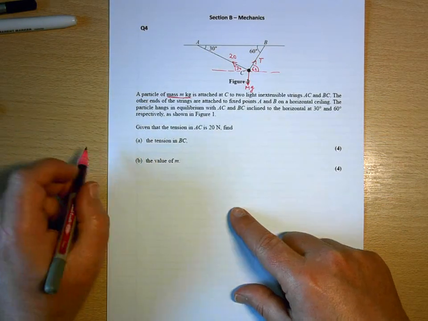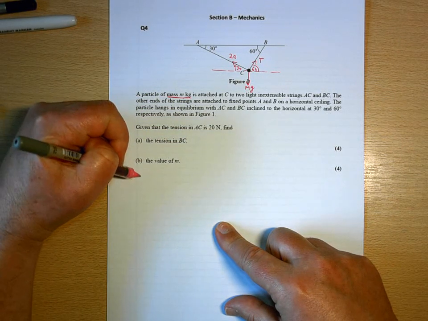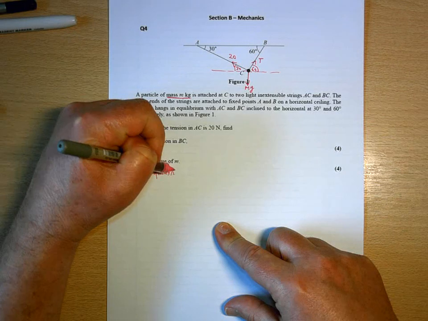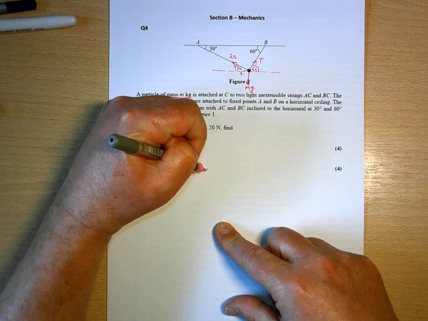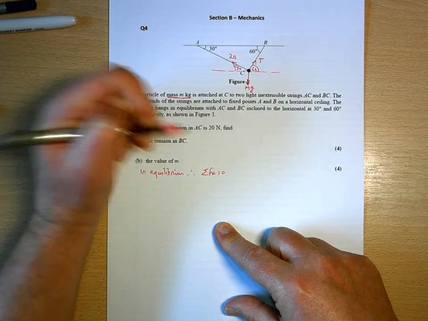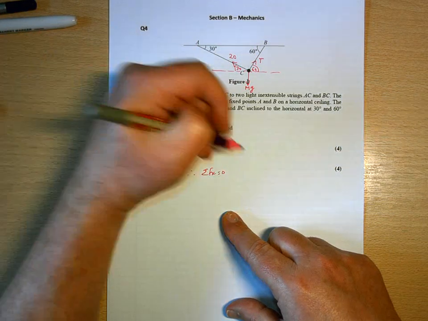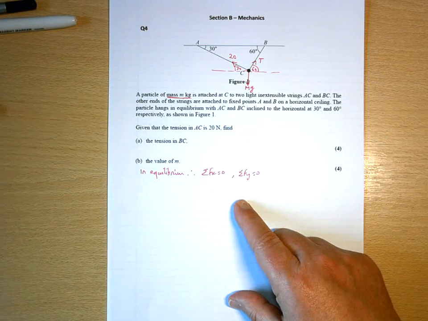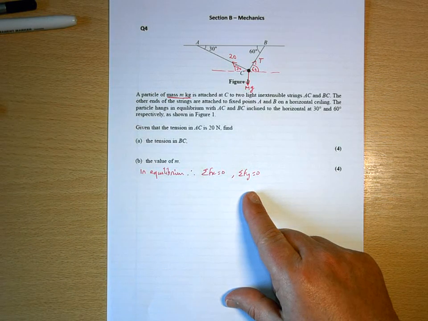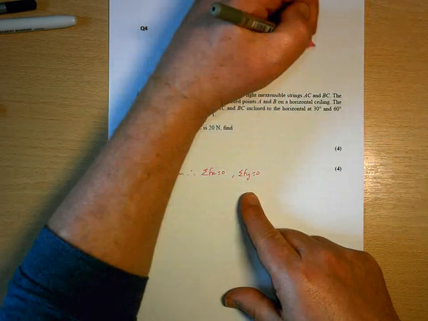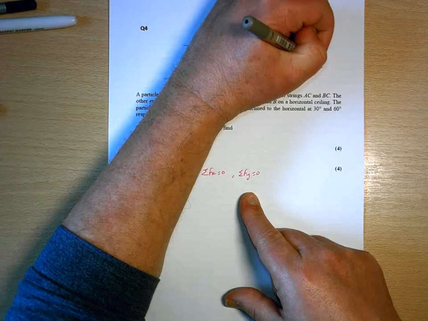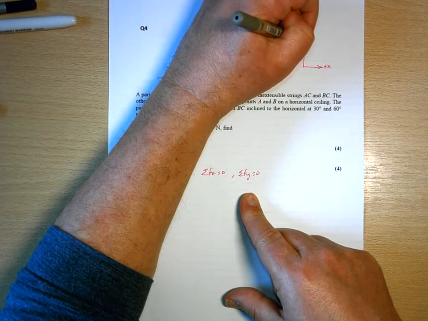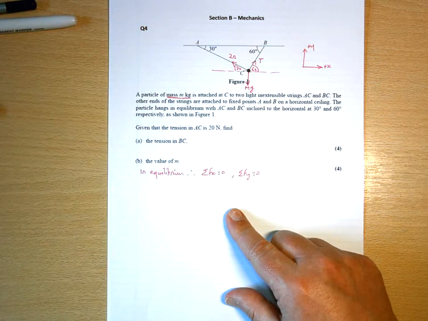The particle is in equilibrium, therefore the sum of the x forces equals 0 and the sum of the y forces equals 0. I've then just got to define what's positive and negative x and y. So up on my diagram here, I'll just make that clear. Positive x is in that direction, positive y is in that direction.